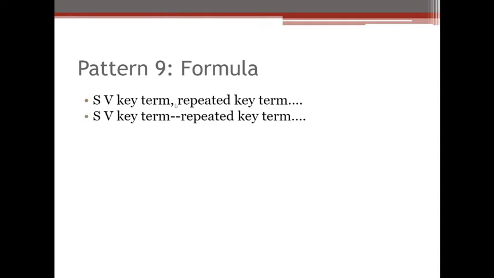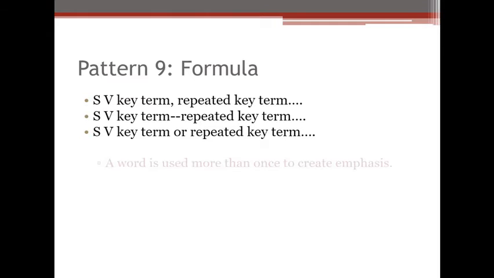You could have a comma with a repeated key term. You could have a dash for the repeated key term. You could have a fanboys between the term and the repeated version of that key term. But we do need something to connect to it, whether it's punctuation or words. Remember, in this formula, a word or phrase is used more than once to create emphasis.